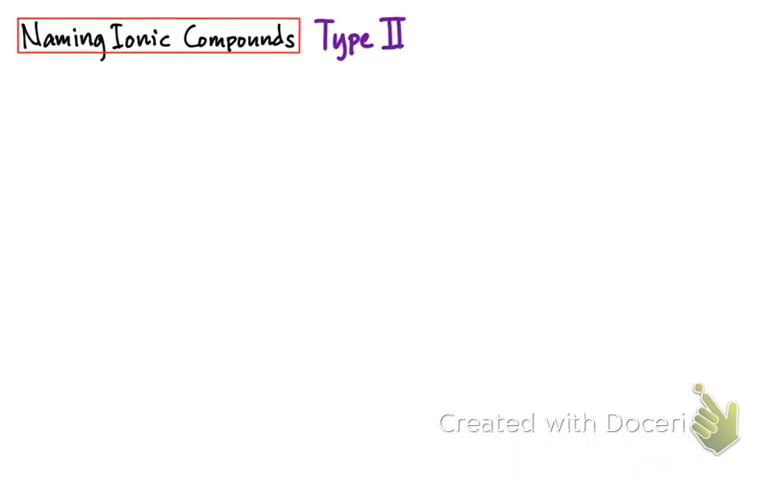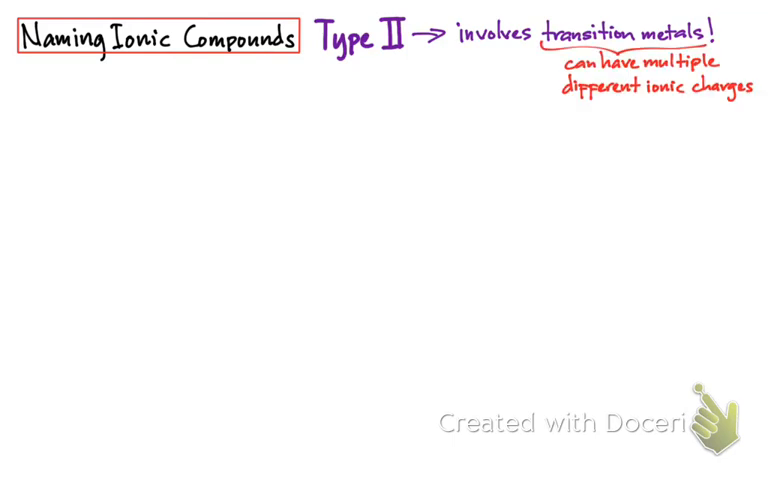Alright, so we're done with type 1 ionic compounds. Now let's look at type 2 ionic compounds, which are compounds that consist of transition metal ions. These transition metal ions can have multiple different charges, and so if we look at these cations, how would we differentiate them? Let's say if we have iron 3 versus iron 2, how would we name these cations?